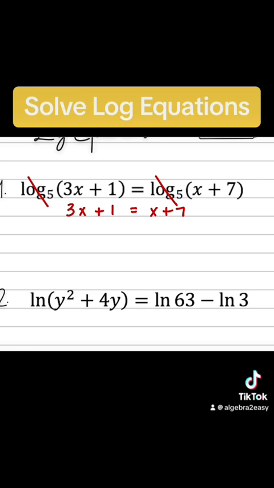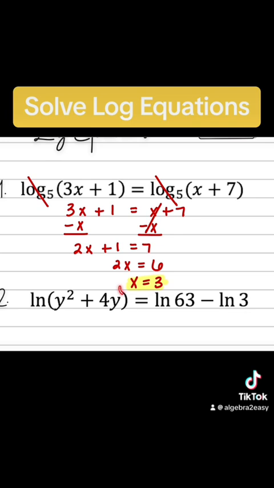First, I'm going to get rid of x on the right side by subtracting it from 3x. I'm going to be left with 2x plus 1 is equal to 7. Next, I'm going to get rid of adding 1 by subtracting 1 to get 2x is equal to 6. And then last, to undo multiplication, you're going to use division. So 6 divided by 2 is going to leave me with x is equal to 3.